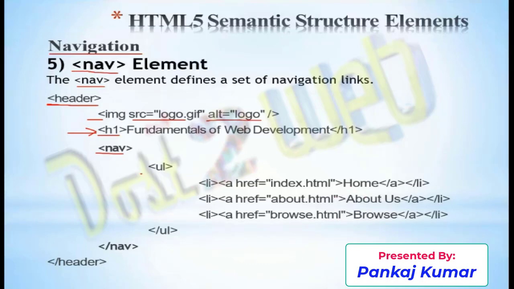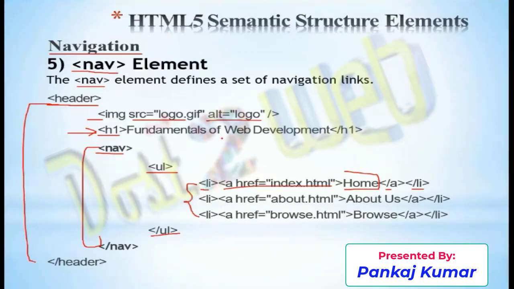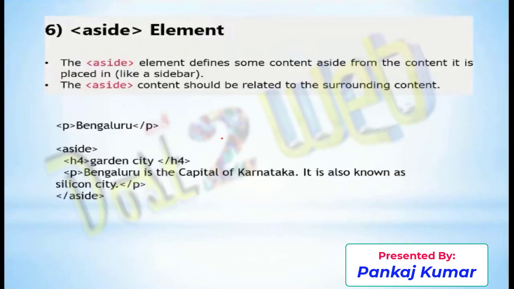Hope you know that in the previous class we learned that we can use ul, that is an unordered list, and in that we have the li tag followed by the anchor tag with the content. Close the anchor tag, close the li tag. Similarly, however many links you want to specify, you can specify, then close the ul tag, close the nav tag, and finally close the header tag. This is the navigation tag example.